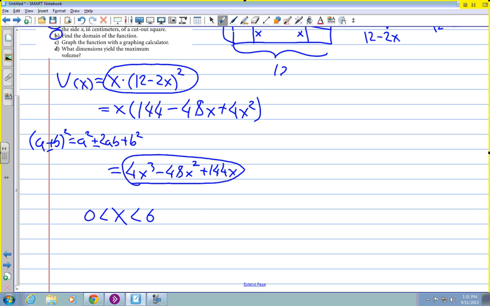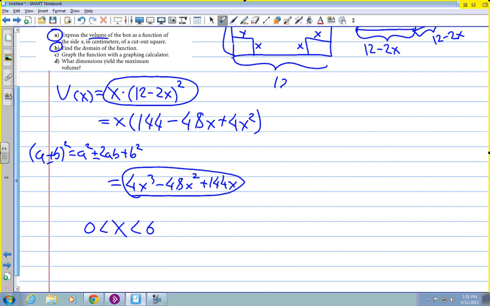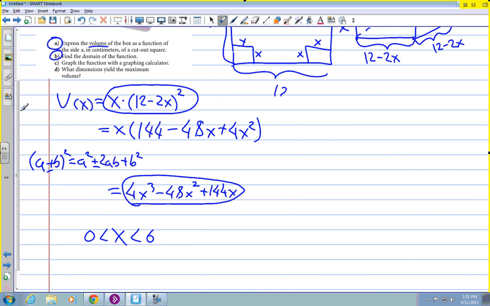Wait, where did the 6 come from? But it couldn't be 6 because then you couldn't fold it. Right, so that's why I'm making it strictly less than 6. But 6 would be the whole thing is 12, right? Well, you're cutting from both ends. So the largest it can be is probably 6. It's going to meet in the middle. But not exactly 6, because then you just cut 4 squares, and you don't have anything left, right?